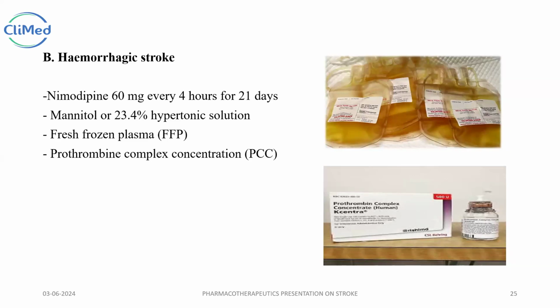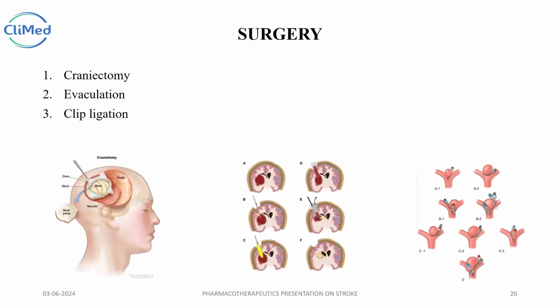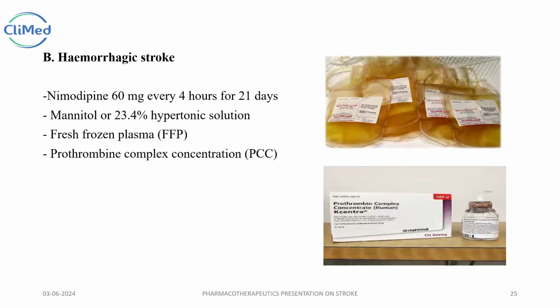Fresh frozen plasma we can give. Prothrombin complex concentrate we can give. FFP and PCC are both agents which will decrease the bleeding. And PCC we can give when we have to perform a surgery within the next 6 hours, or when the fresh frozen plasma is not giving a suitable effect. So in that case, we can also give PCC.